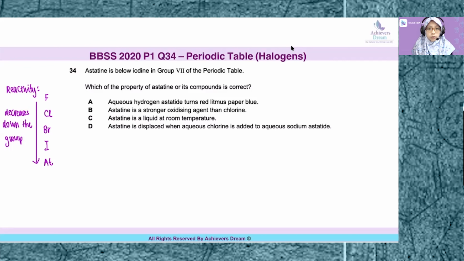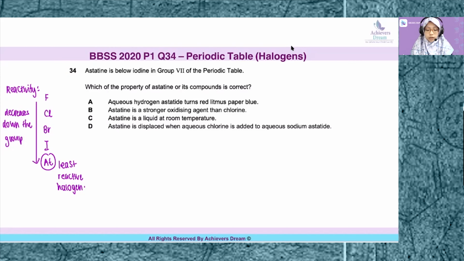Astatine is below iodine in group 7 of the periodic table. Which of the property of astatine or its compounds is correct? On the left-hand side, I've already written out the elements in group 7, starting from fluorine all the way to astatine. For group 7 halogens, reactivity decreases down the group, meaning that fluorine is more reactive than chlorine, and chlorine is in turn more reactive than bromine, and so on, which means that astatine is the least reactive halogen.